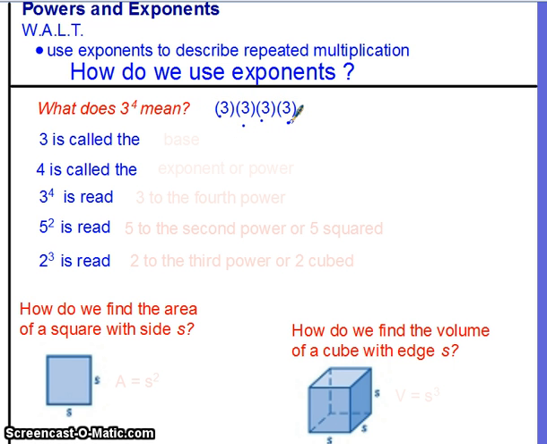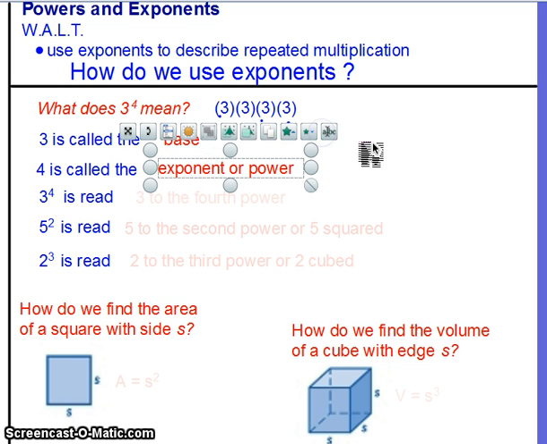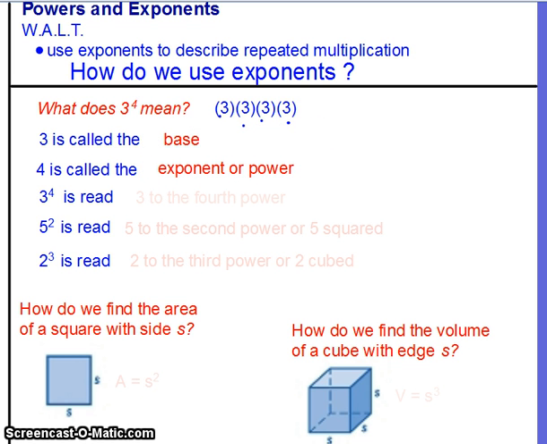So you would multiply all of them. Now just to clarify some terminology for you, the first part, the 3, is called the base, and the 4 is called the exponent. Again, this should be a review. The exponent is also called the power.